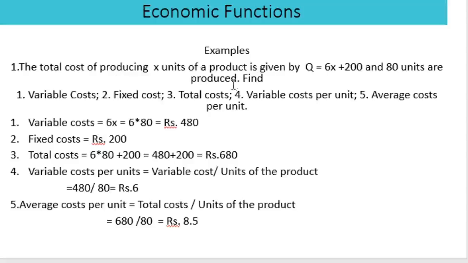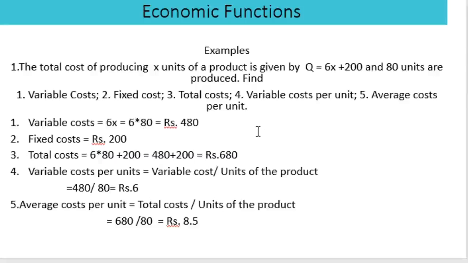The third question is to find the total cost. The cost function is given, the cost of producing X units is given, and the total units to be produced are also given. Therefore, total cost equal to this into 80 units, that is, X equal to 80. 6X plus 200 where X equal to 80. That is, 6 into 80 plus 200 equal to 680.